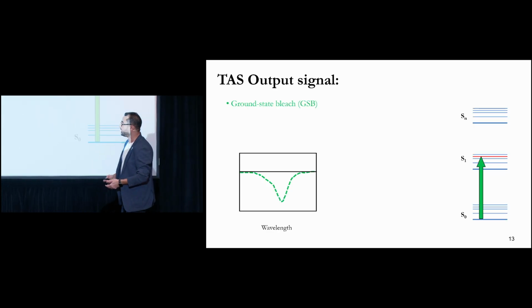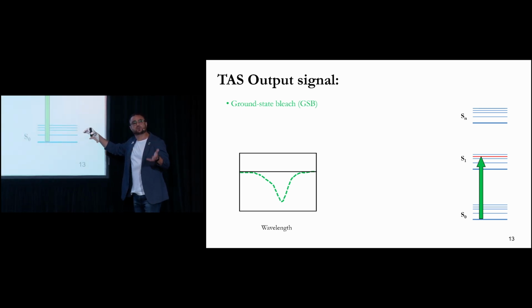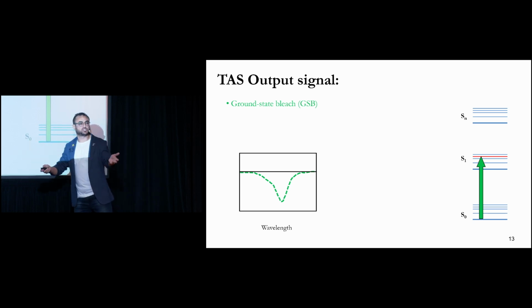And this is how it looks. For example, when you excite your sample by the pump, your sample will not absorb any light at this particular point when you probe. That's why you get what we call a bleach, a negative signal.